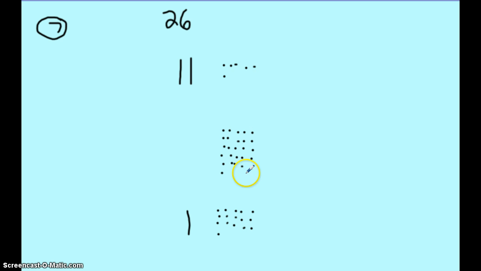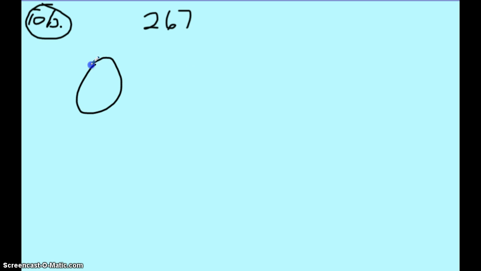Now, if you would turn your attention to problem number 10B. 10 and the B part there, that's the second part of that question. Okay? And here is another way to show 267. So our number is 267, and it's showing we don't know how many hundreds.